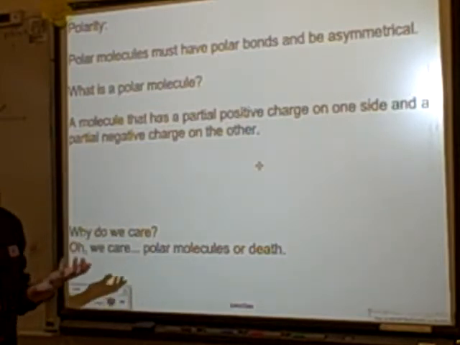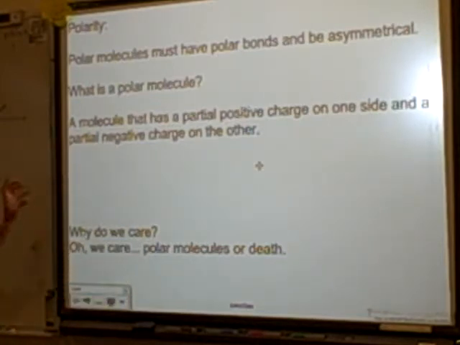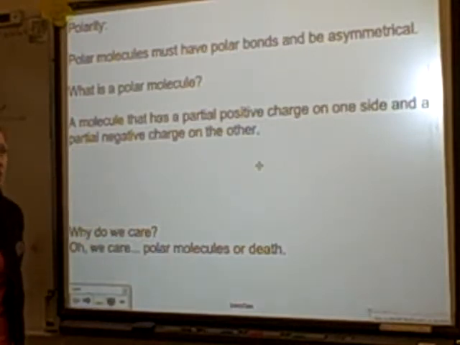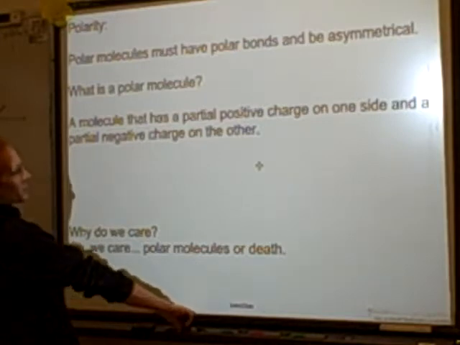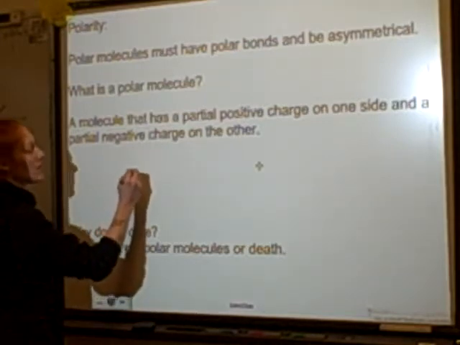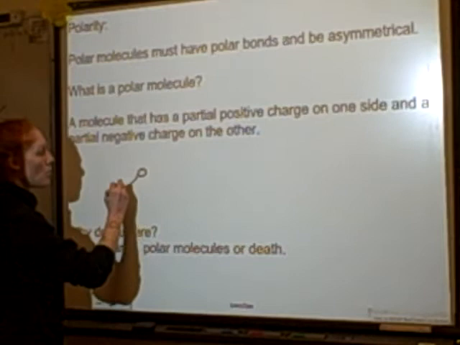A polar molecule is a molecule that has a partial positive charge on one side and a partial negative charge on the other. So it would be like the one we know the most of, water.